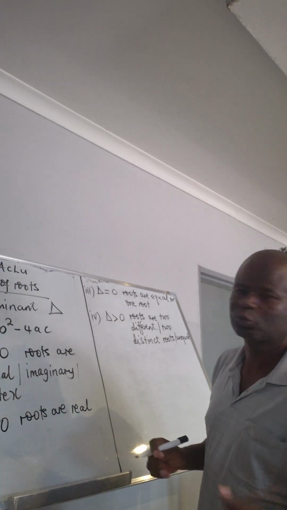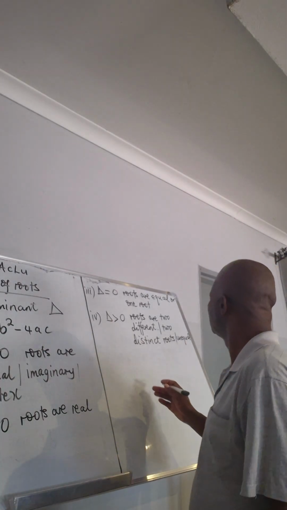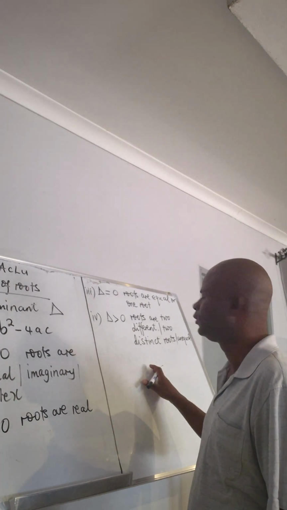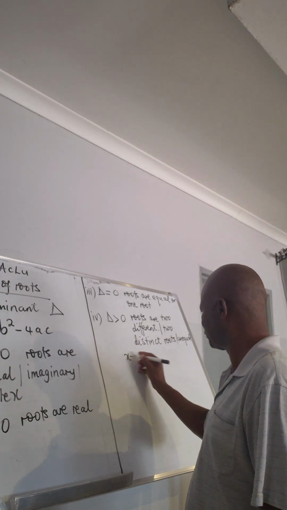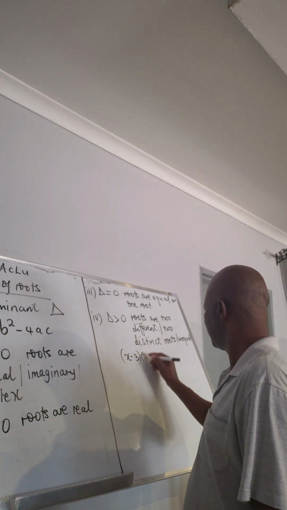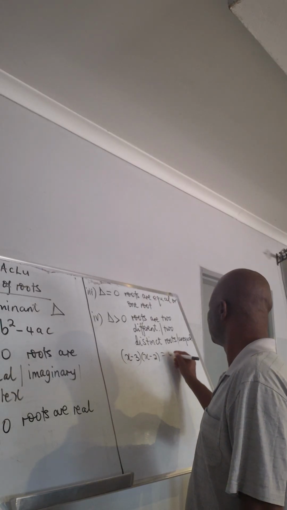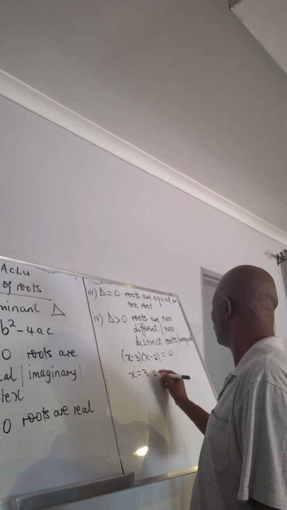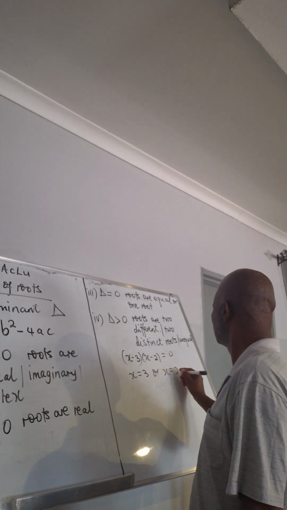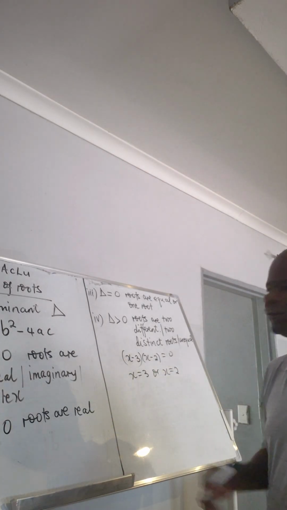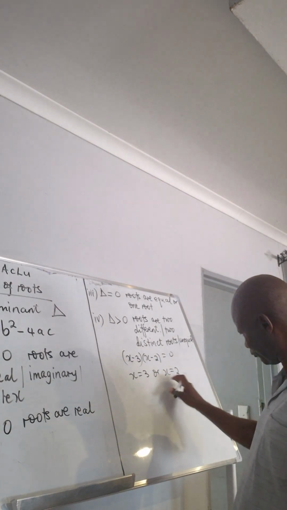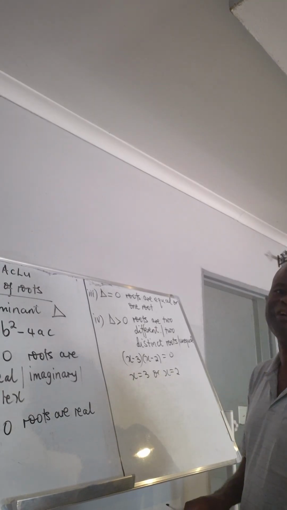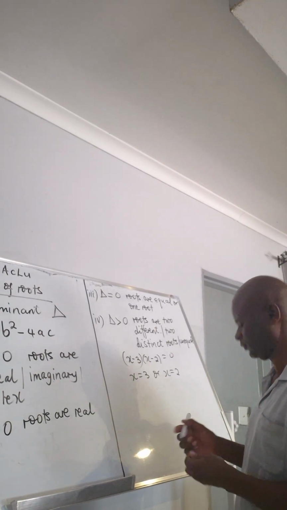Two distinct roots, two unequal roots, two different roots. That is when delta is greater than 0. Giving an example, you can have (x - 3)(x - 2) = 0. You see this one? We will say x = 3 or x = 2. So these are the two different roots, x1 and x2. There are two different roots. This is what we are talking about.